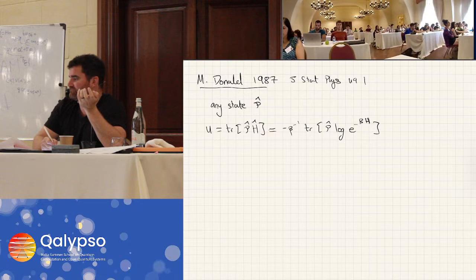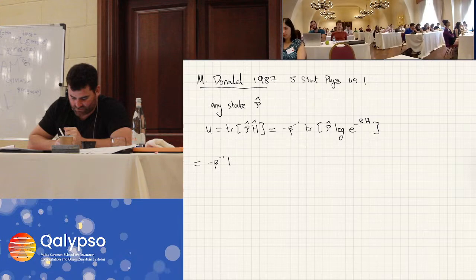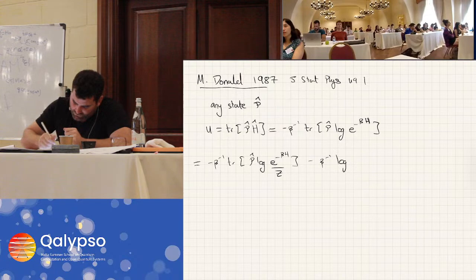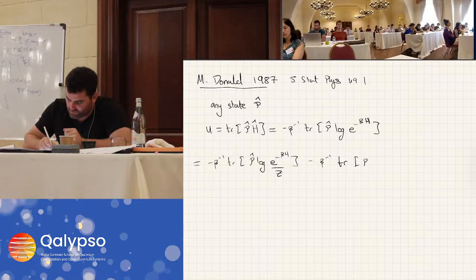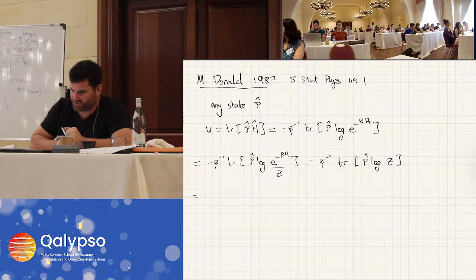But interestingly enough, you show that this thing, if you look at that paper, it's nicely done, is minus 1 over beta times the trace of rho log of e to the minus beta H over Z, minus 1 over beta times the trace of rho log Z. So log Z is just a number, yeah? The free energy is just a number. Bear with me a second. So now what you're going to do is take the above expression, which is just a rewriting, and just add and subtract the entropy.